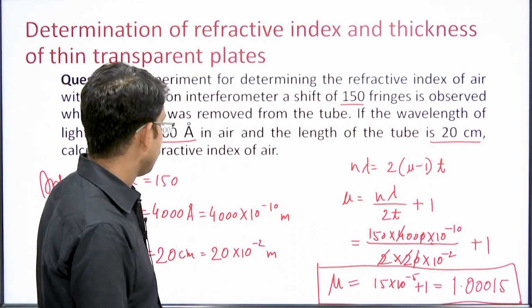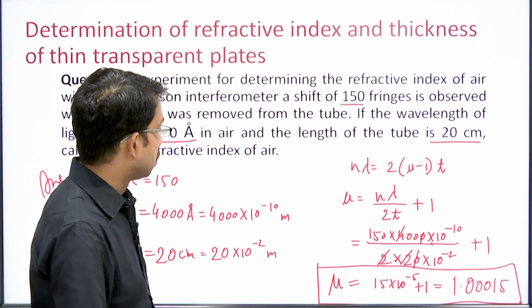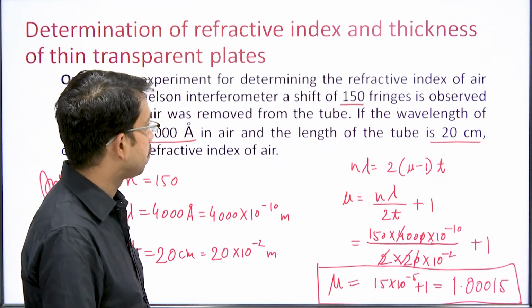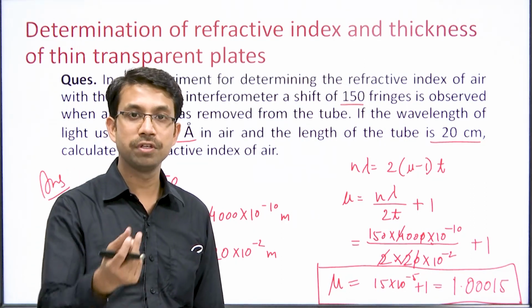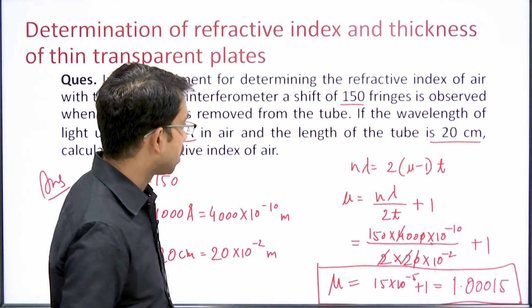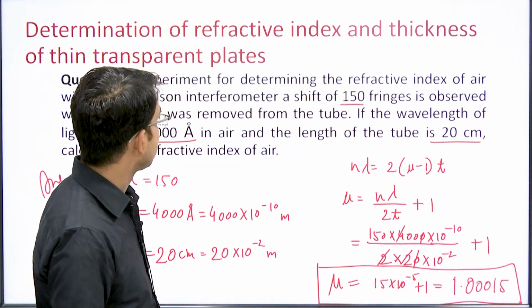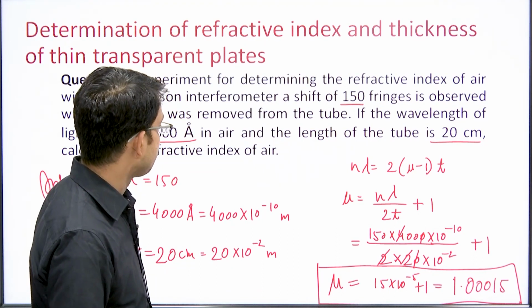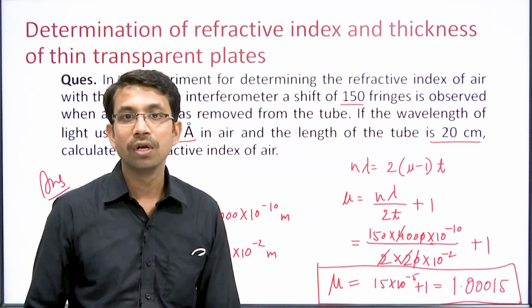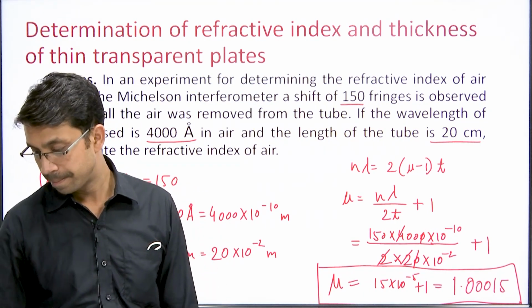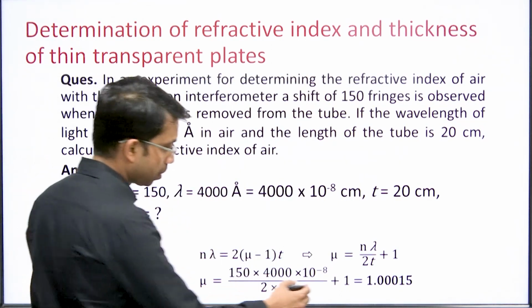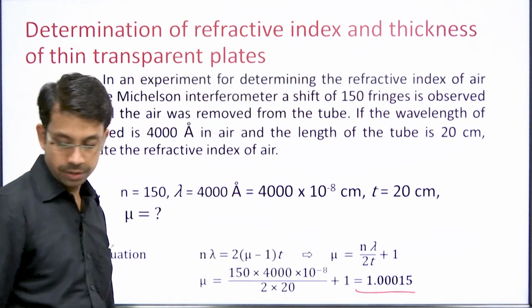So, this is how we can find out the refractive index of either a thin transparent plate or of any material. If we use a tube, we fill that tube with that material, and in this example we have calculated the refractive index of air. Okay. So, moving ahead. So, this is the solution over here. Fine.